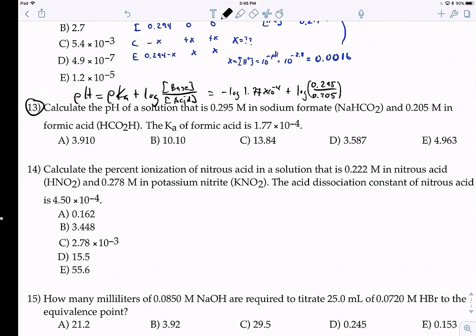Okay, calculate the percent ionization of nitrous acid in a solution that's 0.222 molar nitrous acid and 0.278 molar potassium nitrite. The acid dissociation constant is given. So this is a common ion problem. So we have HNO2 in equilibrium with H plus and NO2 minus. Initial, change, equilibrium. Initially, we have 0.222, 0, and 0.278.